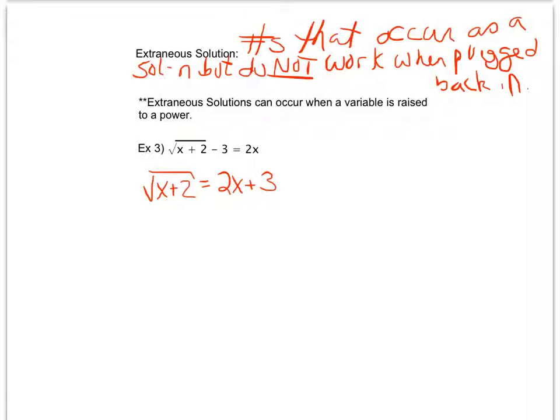Still following the same rules. I'm not going to let it throw me off the fact that I have an x on both sides. So from here, I want to get the radical gone. So in order to get rid of a square root, remember that it's an index of 2 if it's not written. I'm going to square both sides.